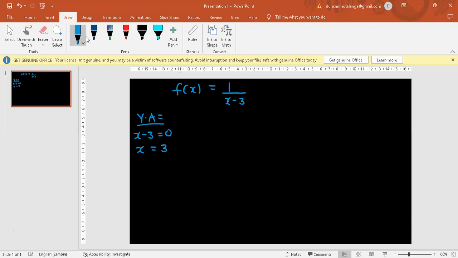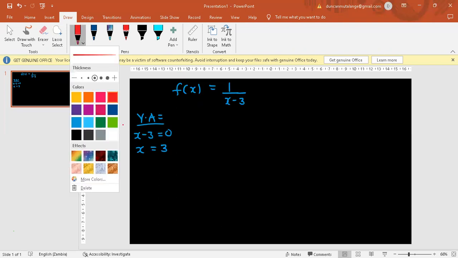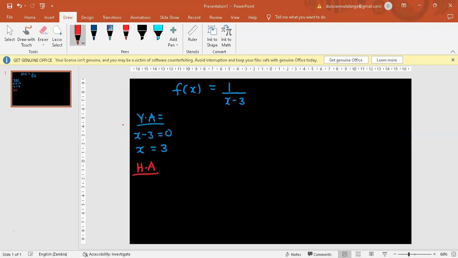What about the horizontal asymptote? To get the horizontal asymptote, we need our y value, isn't it? So you check now the powers. This is just the same as x to the power 0, isn't it? So you can see here that it's bottom heavy. So our horizontal asymptote, y is equal to 0. And that's all that you need.